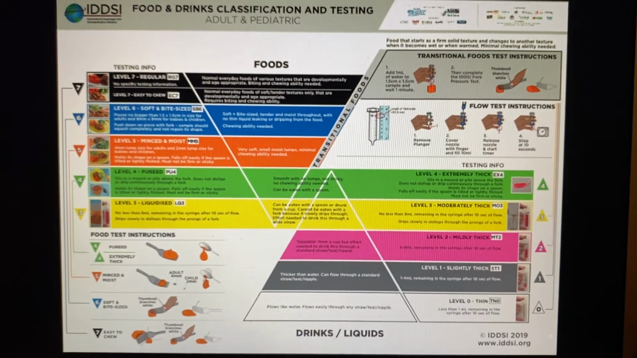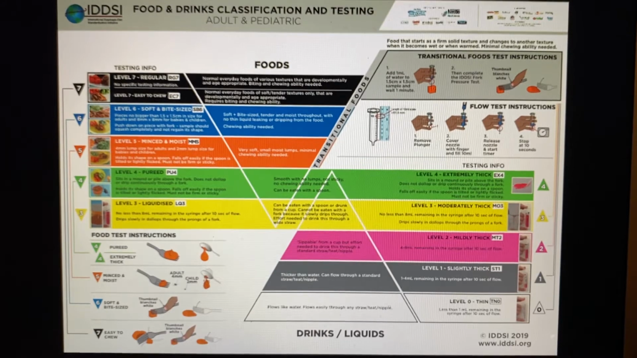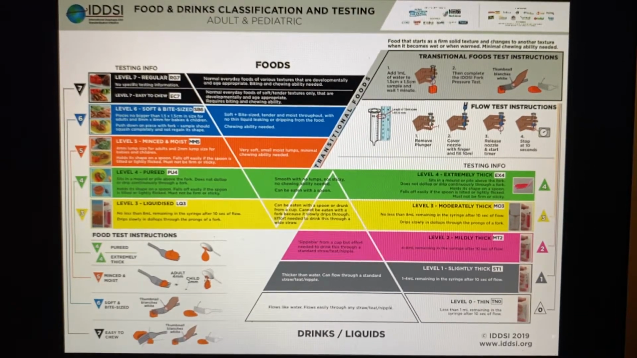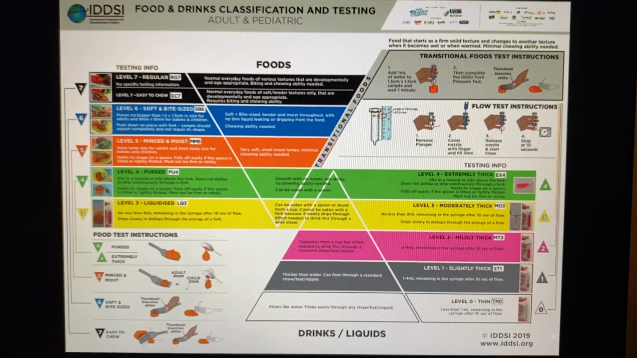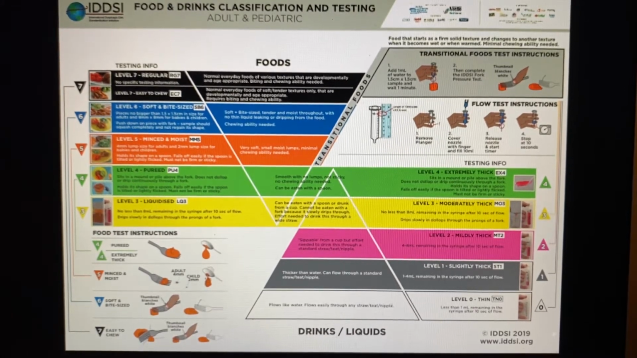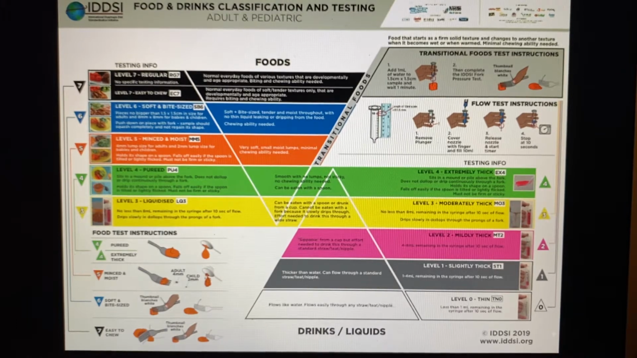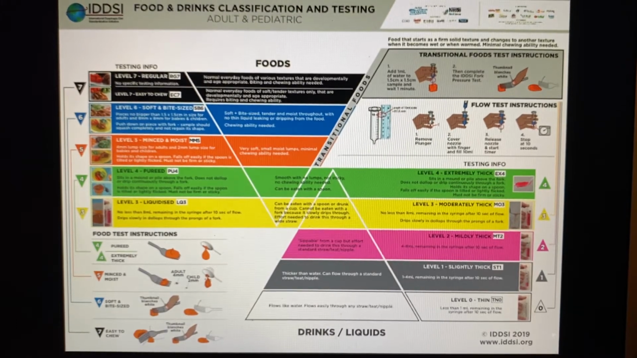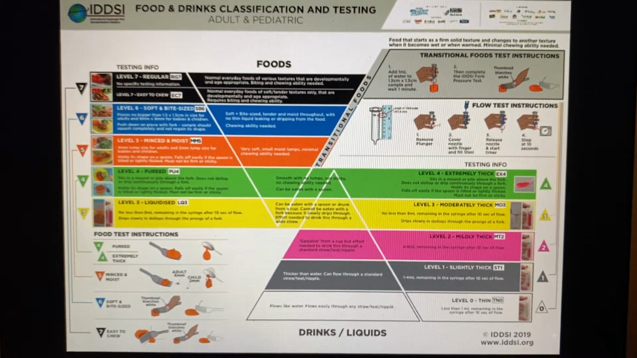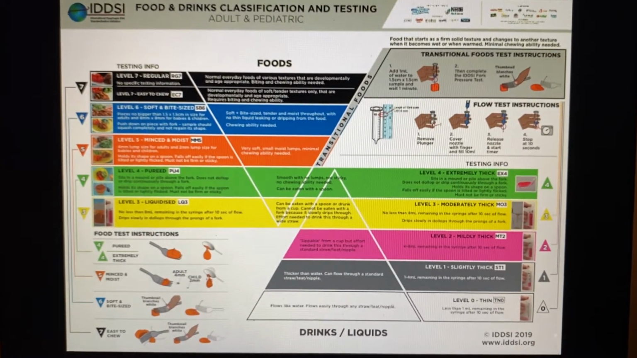It's important to understand there are ways of seeing what the thickness of a drink is and what the texture of a food is. If you look on the top right, underneath that gray box, it says flow test instructions. I will give a small demonstration of the general concept of how to do a flow test, but I will also provide a link on how to properly do a flow test, as I did not have the correct instruments. I had a 5 milliliter syringe, not a 10 milliliter syringe.